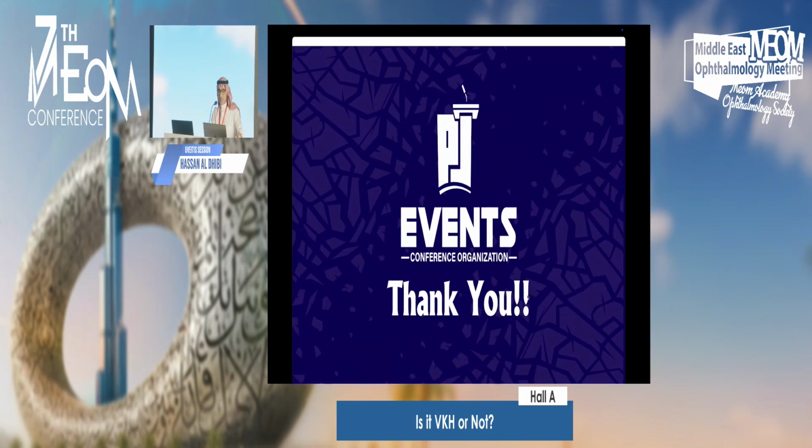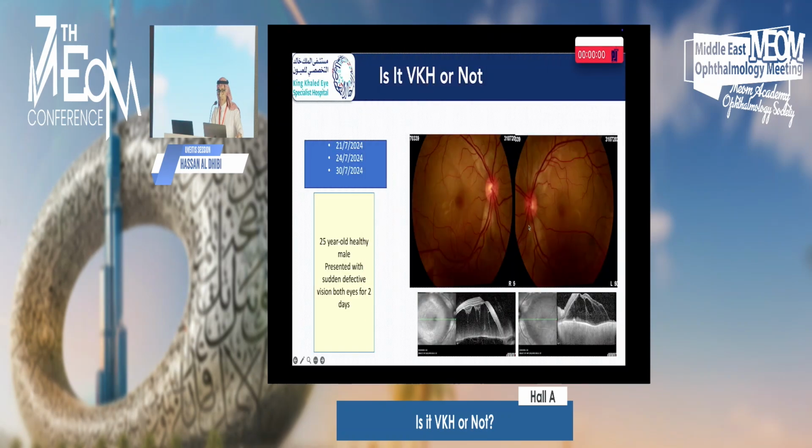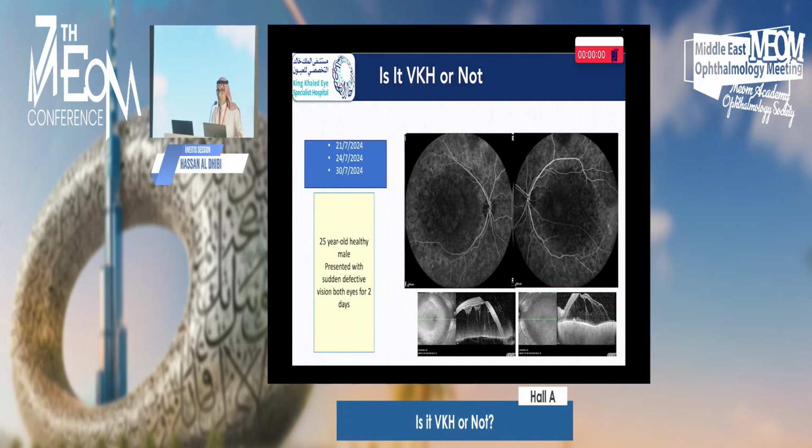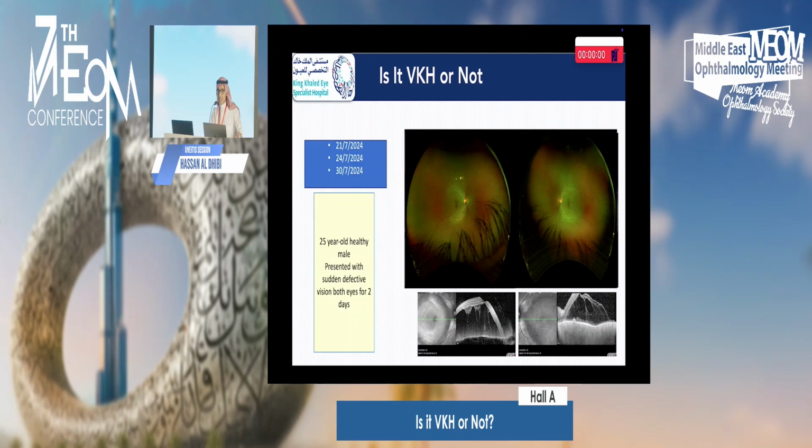Can you please put the slides? Clarification, and we did the confirmatory test. Can I move, please? We did the ICG, which clearly confirmed our thought. It is VKH with multiple areas of choroidal granulomas, and this cannot be central CSR. So the patient was started again on a course for 5 days, and after that, see the picture, how beautiful it is now.